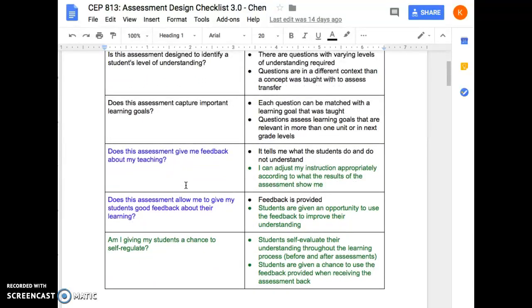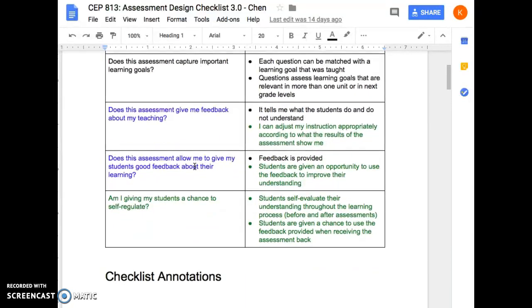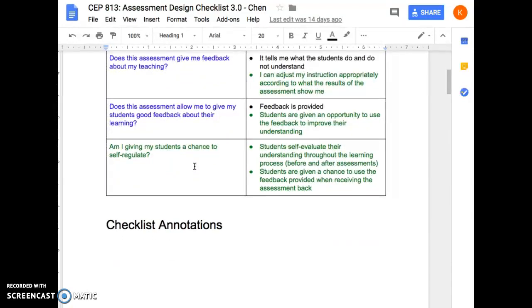The assessment gives me feedback about my teaching. I will know which students understand and which don't so that I can adjust instruction appropriately. It allows me to give my students feedback before taking the unit test, therefore letting students use this feedback to improve their understanding before being assessed summatively. This quiz also gives students a chance to self-regulate in the last question.